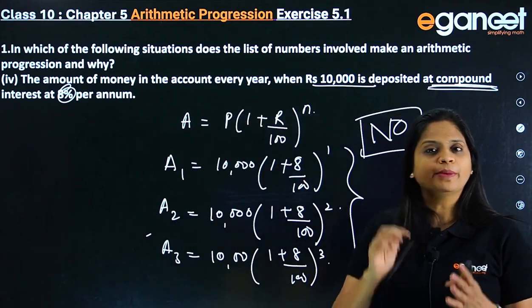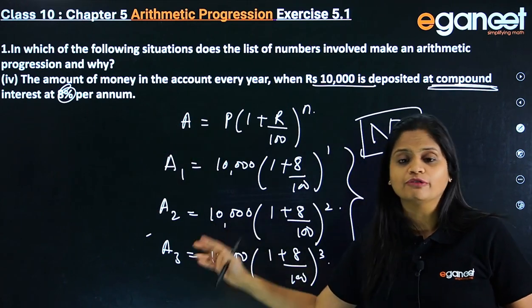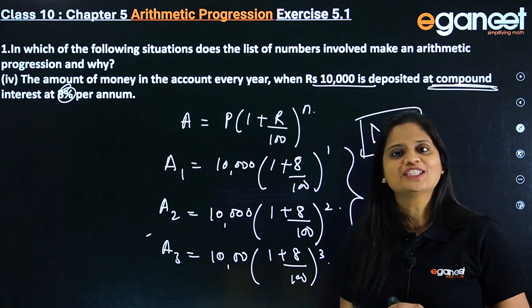So just form at least 2 to 3 terms of the given situation. See if you can find a common difference. If you can do that, then you are dealing with an AP, otherwise not.